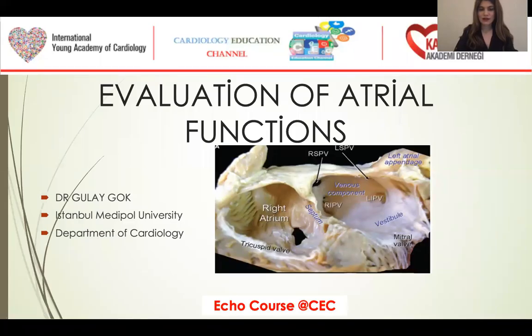I am Dr. Gülay Gök from Istanbul Medipol University Department of Cardiology. In this section, I will talk about evaluation of atrial functions.